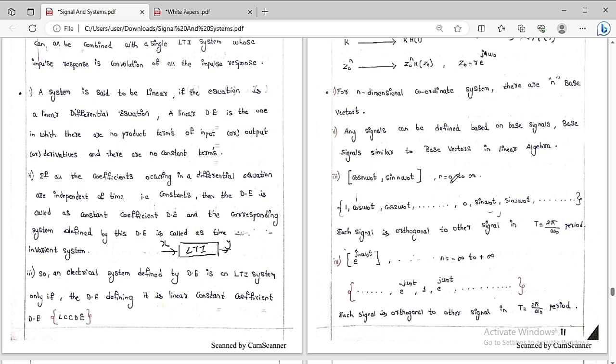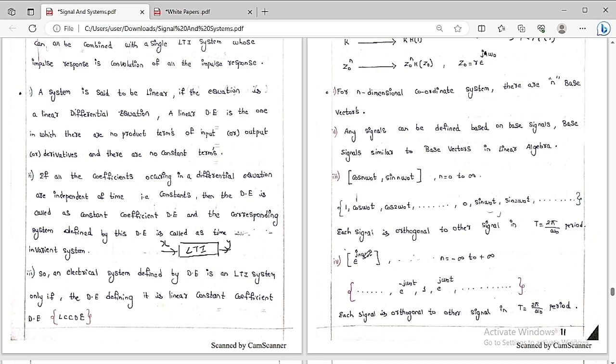If you substitute n equal to 0 to infinity in cos n omega naught t, we get cos terms from 1 to infinity. Similarly, for sin n omega naught t, substituting n equal to 0 to infinity gives us these sine terms. So with the combination of all these signals, we can represent whatever signal that we want. These are called the base signals, and each signal is orthogonal to the other signal in the time period T equal to pi by omega naught. The next point is e to the power of j n omega naught t.